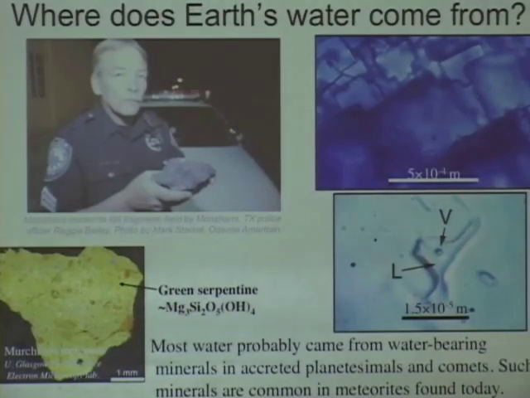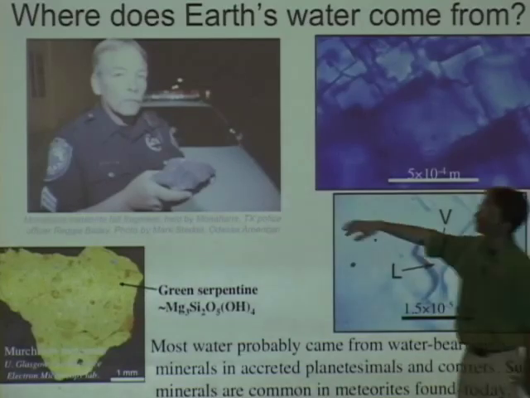There are little fluid inclusions in those salt crystals. So in the salt crystal, there's a little trapped droplet of water. And this is a magnification of a trapped droplet of water from a salt crystal of a meteorite. And there's actually a little droplet of vapor inside that bubble too. So here we have an example of a meteorite.